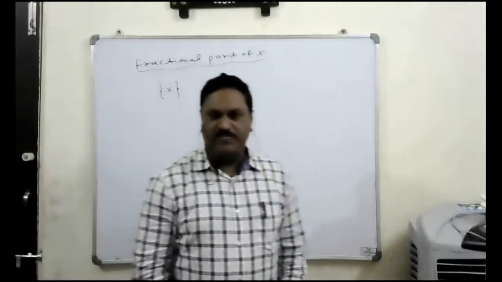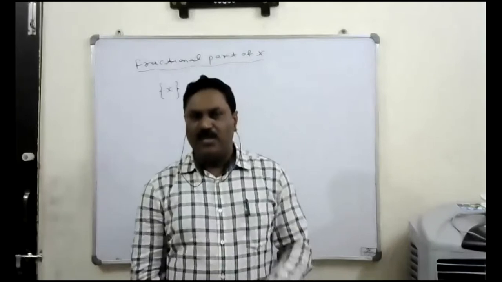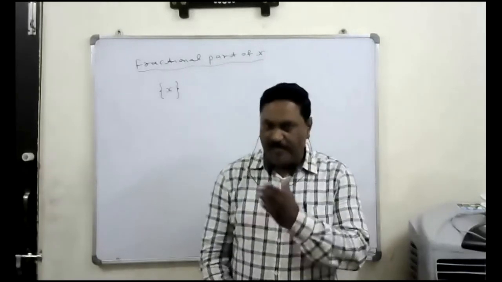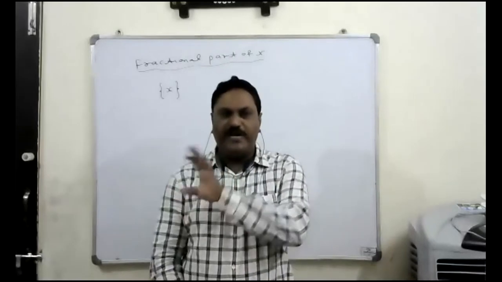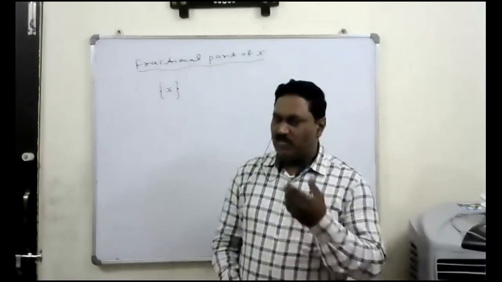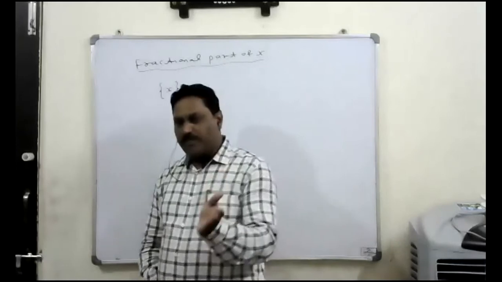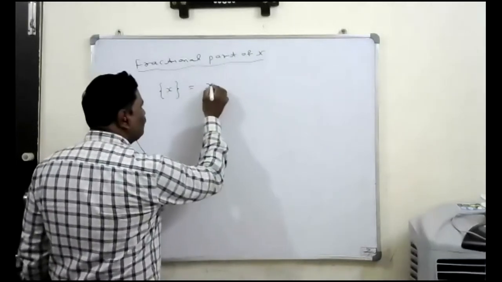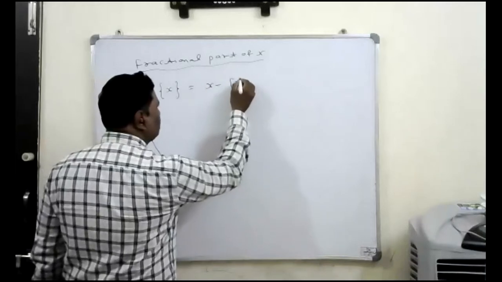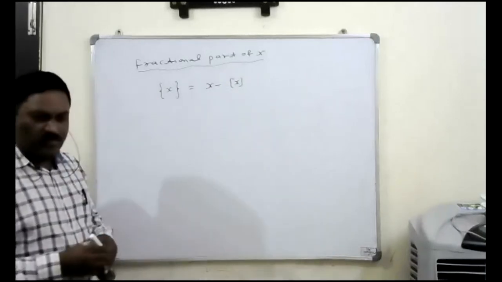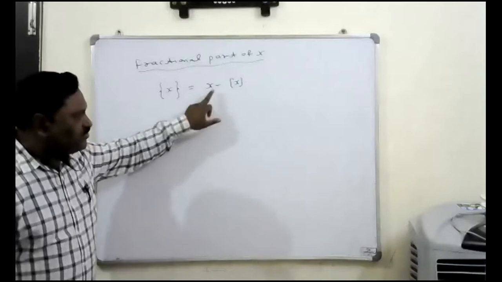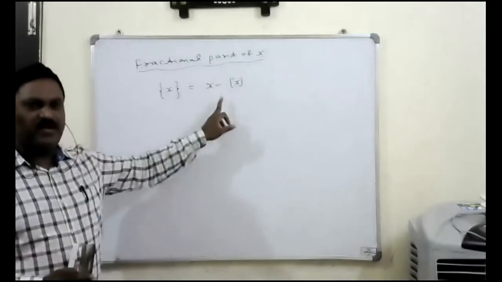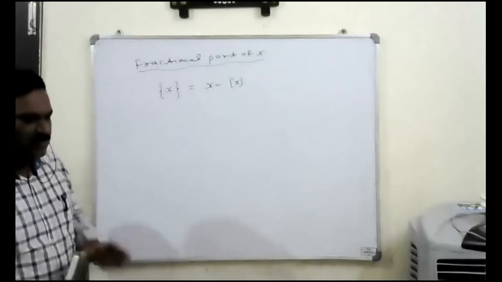So fractional part means for any given number, it will leave the integral part. Leaving the integral part value, only the fractional part is going to be given. Means from the given number, we have to subtract its integral part. That's why this is defined as x minus the integral part of x.